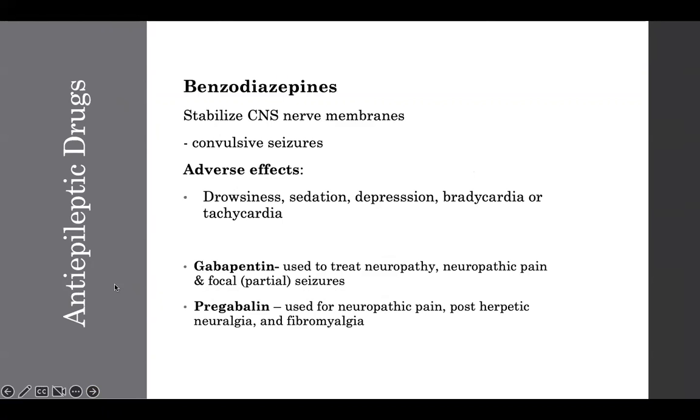So for anti-epileptic drugs, we have benzodiazepines again. Benzodiazepines will also stabilize the central nervous system membranes and are used in convulsive seizures. The adverse effects for them, again, are drowsiness, sedation, depression, bradycardia, or tachycardia. And then you also have gabapentin, which is used to treat neuropathy and neuropathic pain in focal or partial seizures, and pregabalin, which is used for neuropathic pain, post-herpetic neuralgia, and fibromyalgia.